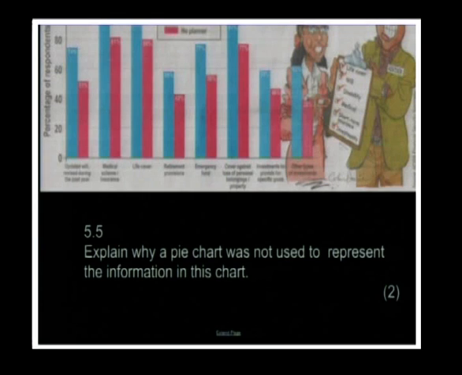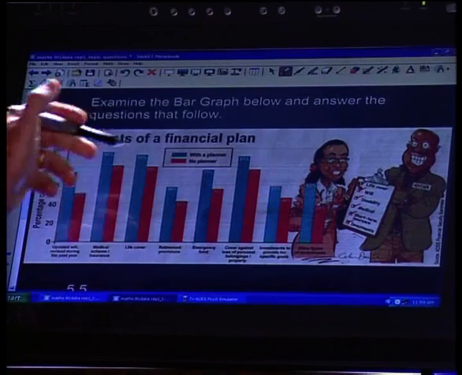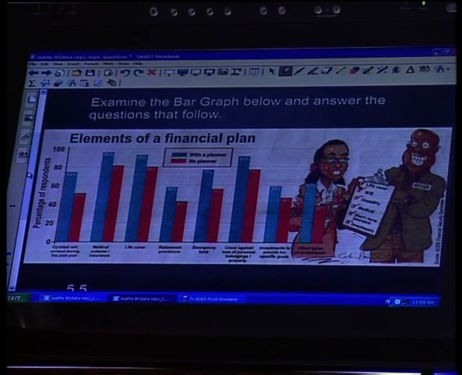I think we do. So 5.5 says, explain why a pie chart was not used to represent the information in this chart. Now, you see percentages and you might be tempted to think that, well, a pie chart could be used for this. But now you're saying, well, the question says I must say why we shouldn't use a pie chart. Can you think of a reason why we wouldn't take these percentages and represent them in a pie chart? Well, the answer is simply this.